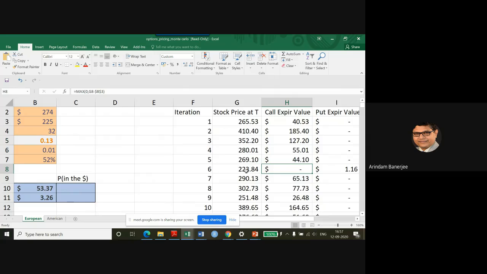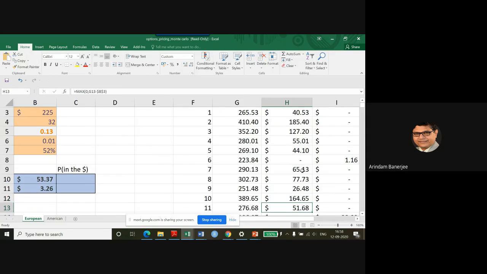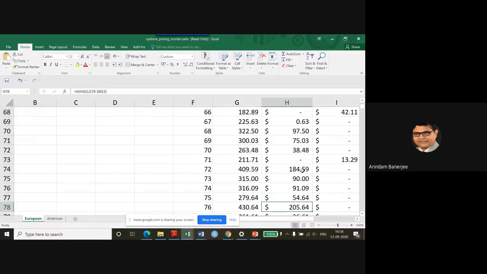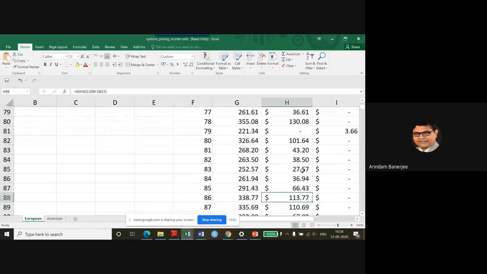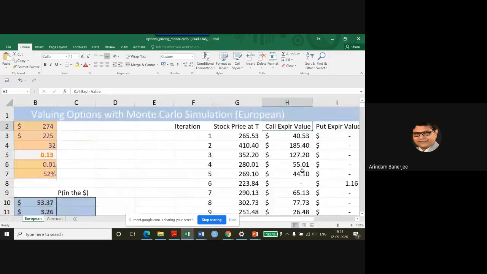And where it is less, the value is 0 for a call. For example, here it is 223.84 and here it is 225. So the strike is higher than the spot. The call buyer will not exercise, so it will expire worthless. So it is 0. This is the call expiry value.